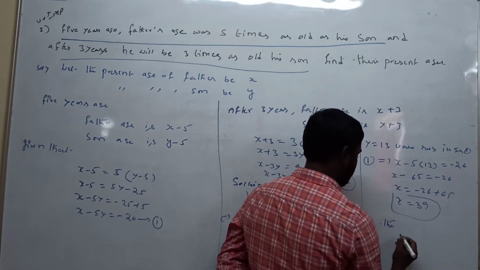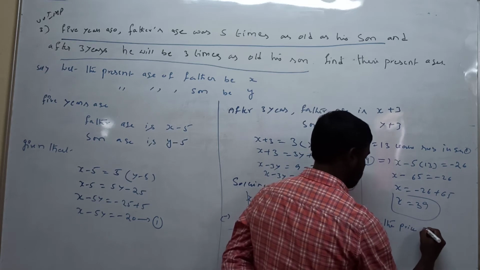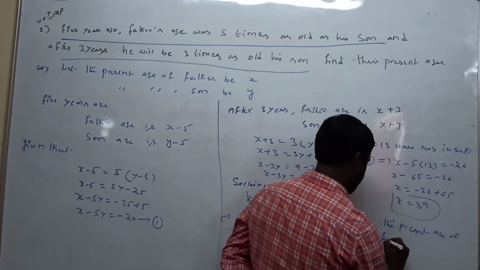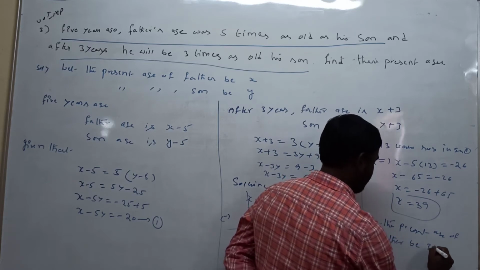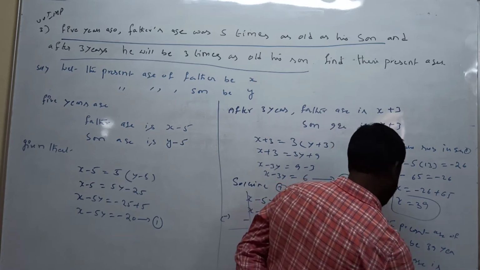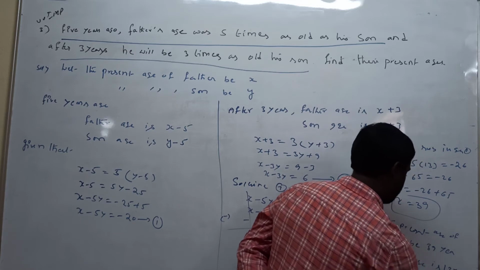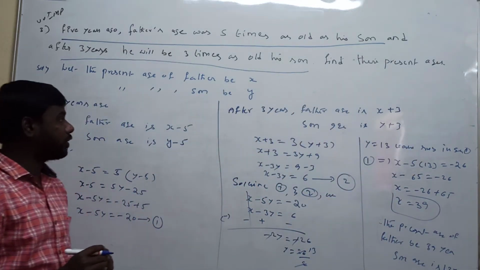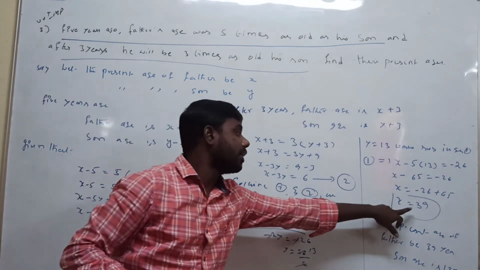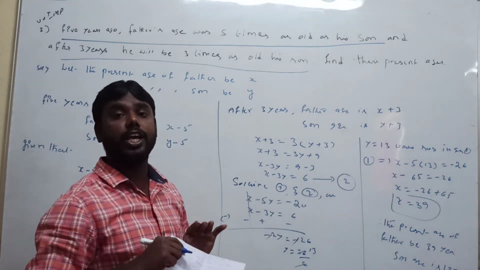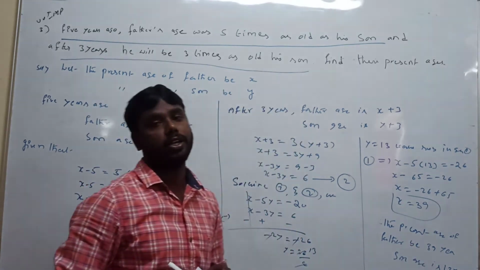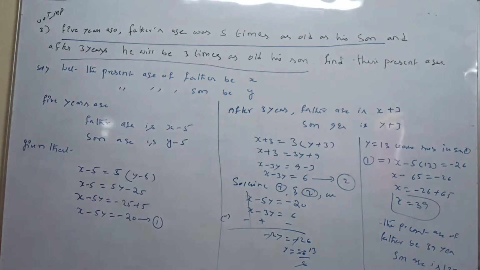So what is the x we are assuming? The present age of the father be x. We are getting x equal to 39 years, and the son's age is 13 years. That is the conclusion. Everyone understood? What is the x we assumed? Present age of the father be x. So now the present age of the father is 39 years, and the present age of the son is 13 years. Everyone understood? Is it clear?